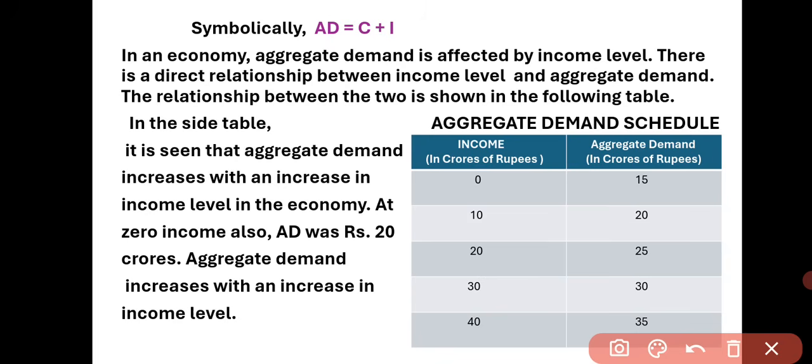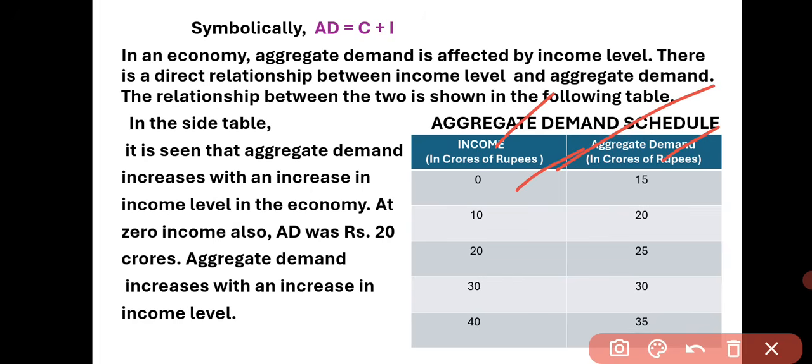So the relationship between the two is shown in the following table. That is the table given here, right? In this table, this relationship is shown. You see, there are two columns in the aggregate demand schedule. In the first column, income is written, and in the second column, aggregate demand is mentioned.